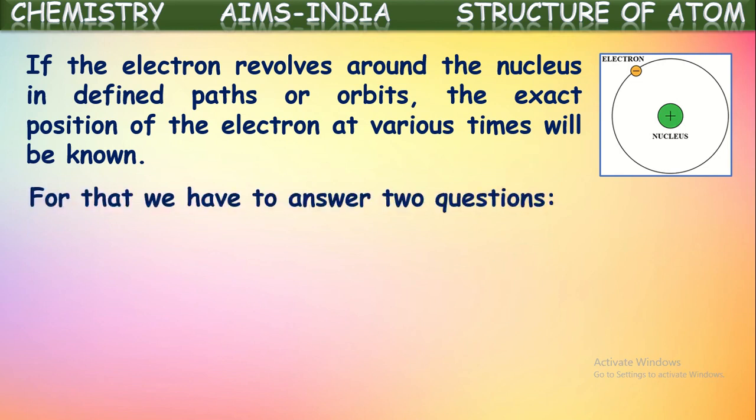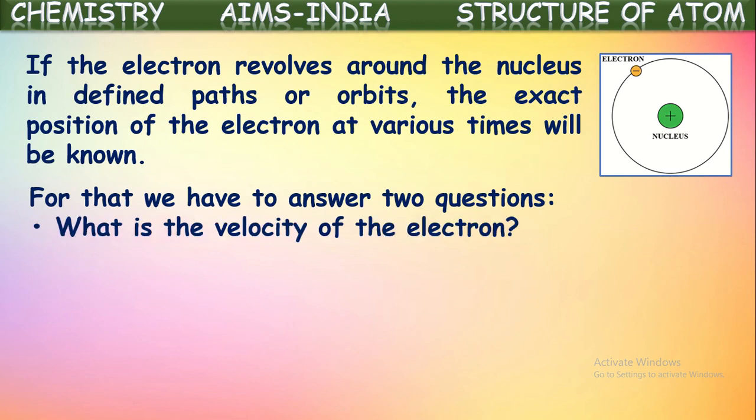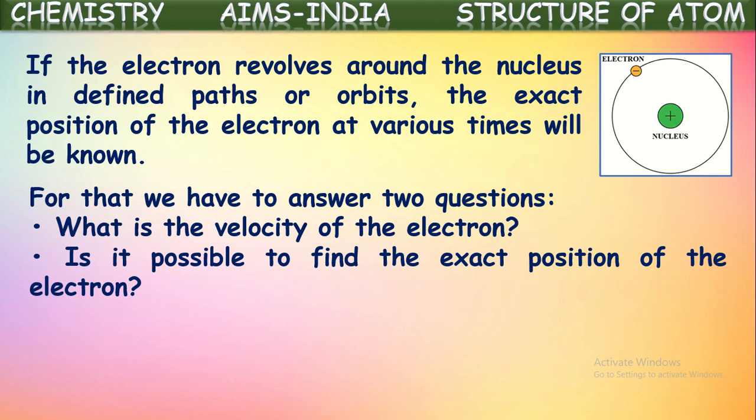For that, we have to answer two questions to find the position of the electron at various times. One, what is the velocity of the electron, and is it possible to find the exact position of the electron? May not.